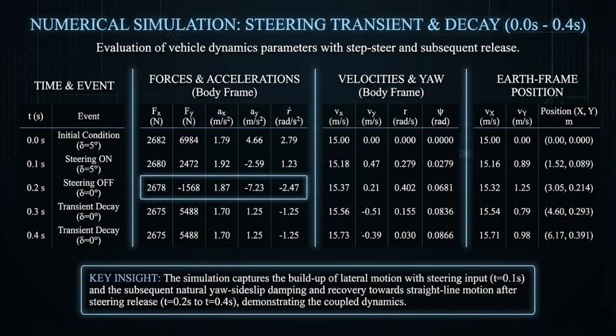Let us summarize the state evolution. The vehicle state at every 0.1 second from t equals 0 to t equals 0.4 seconds. Each row lists the longitudinal and lateral forces, accelerations, body frame velocities, yaw rate, yaw angle, and earth frame position. The table clearly shows how the vehicle responds immediately after steering is applied, followed by a transient decay once steering input is removed. This time history confirms how forces generate motion, motion creates coupling, and coupling governs the vehicle's short-term dynamic response.